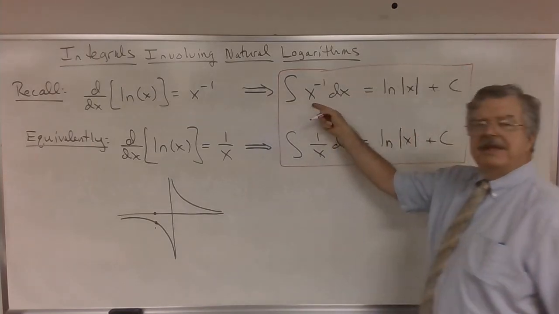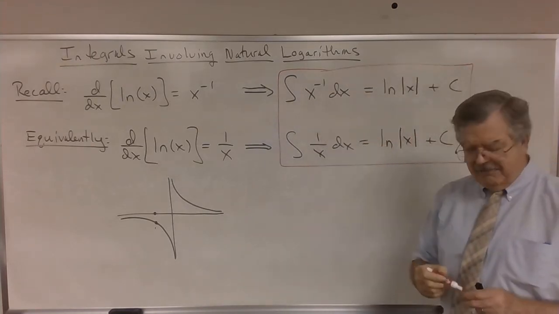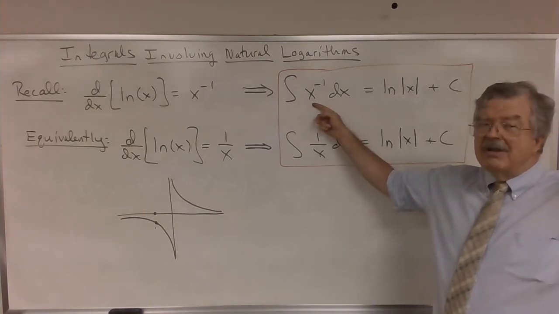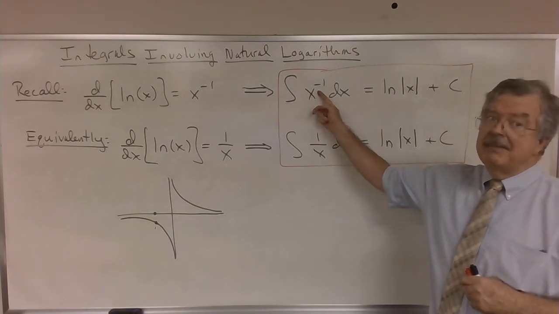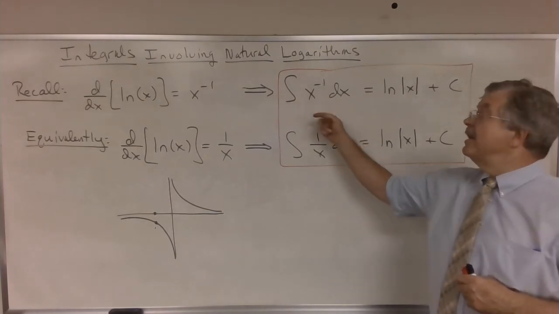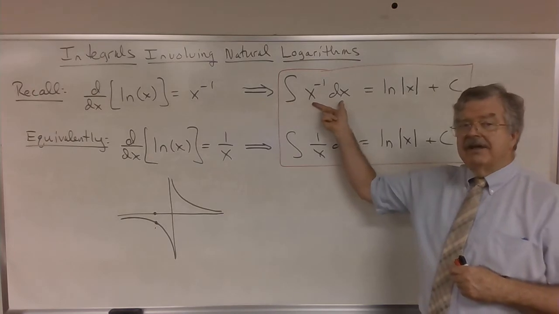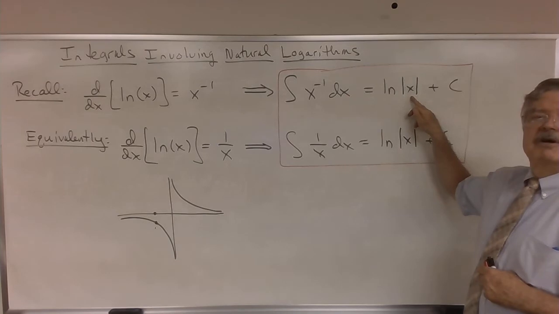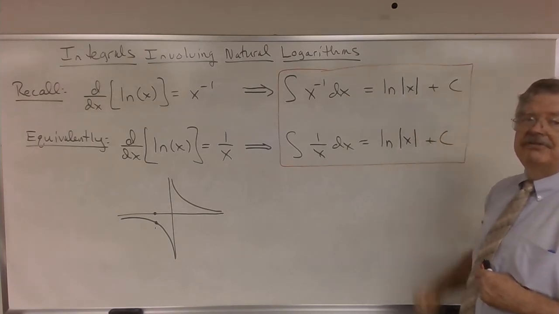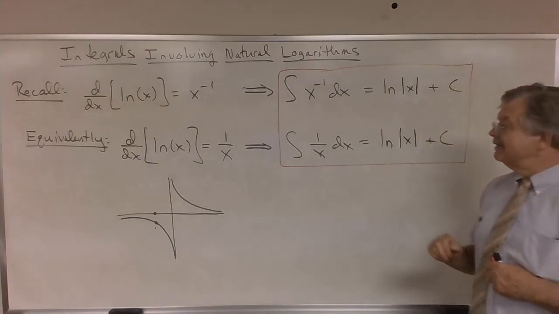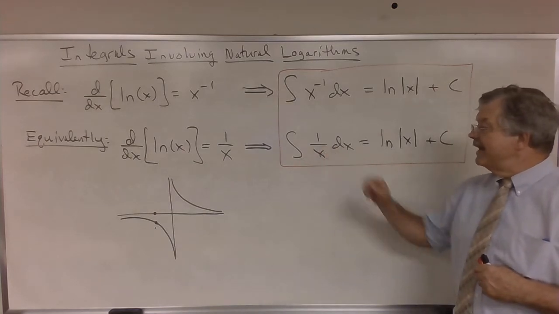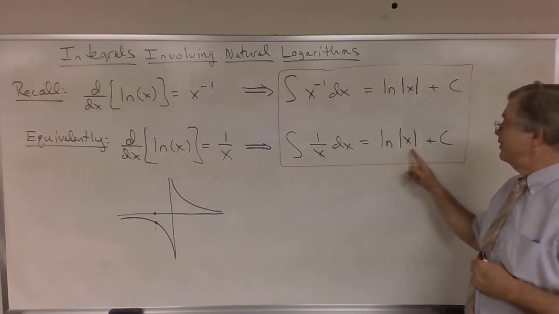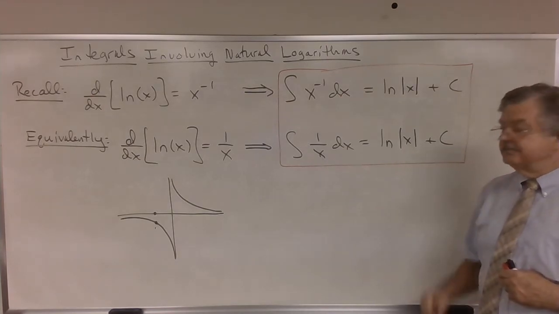So we didn't know what the antiderivative of x to the negative 1 was before. Remember, the power rule works for all exponents of x except n equal negative 1. Well, this gives us the antiderivative of x to the negative 1. It's the natural logarithm of absolute value of x plus c. And equivalently, the antiderivative of 1 over x is the natural logarithm of absolute value of x plus c.